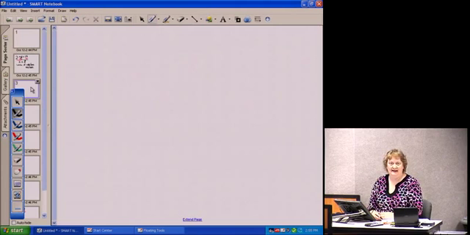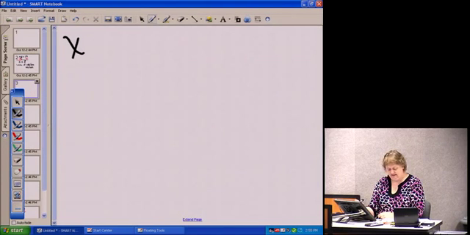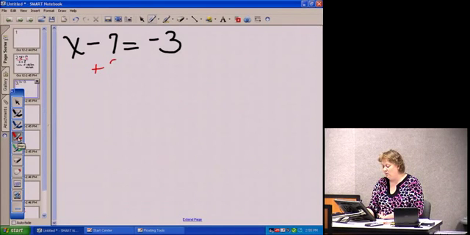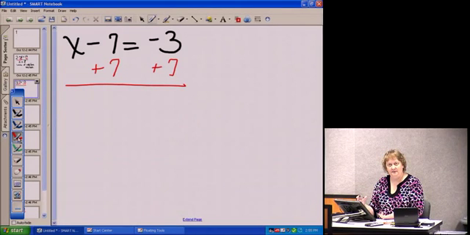Now let's look at a couple where we can't just look at them and tell what the answers are. These are going to involve some positive and negative numbers. Let's start with x minus 7 equals negative 3. And again, the idea here is to add 7 to both sides. Why do we add 7? Because x has been subtracted, and the inverse operation of subtracting 7 is to add 7. Those cancel, and we're left with x equals, and then we perform our operation on the other side.